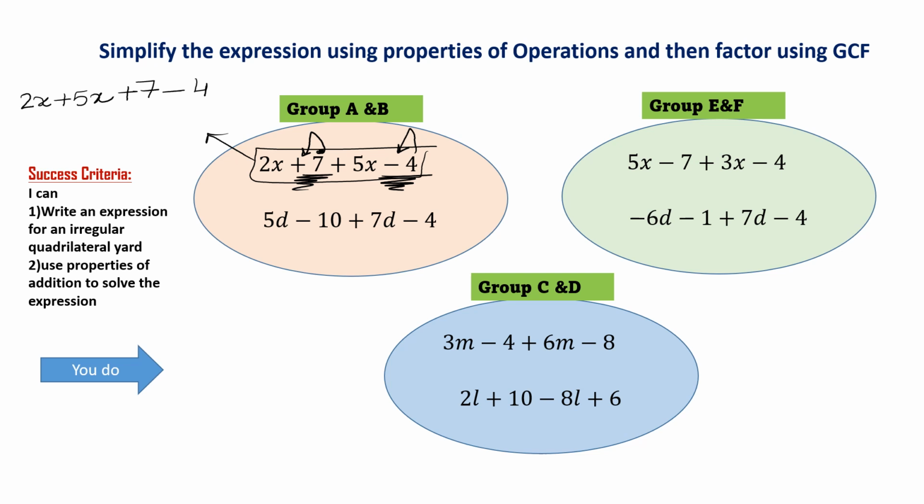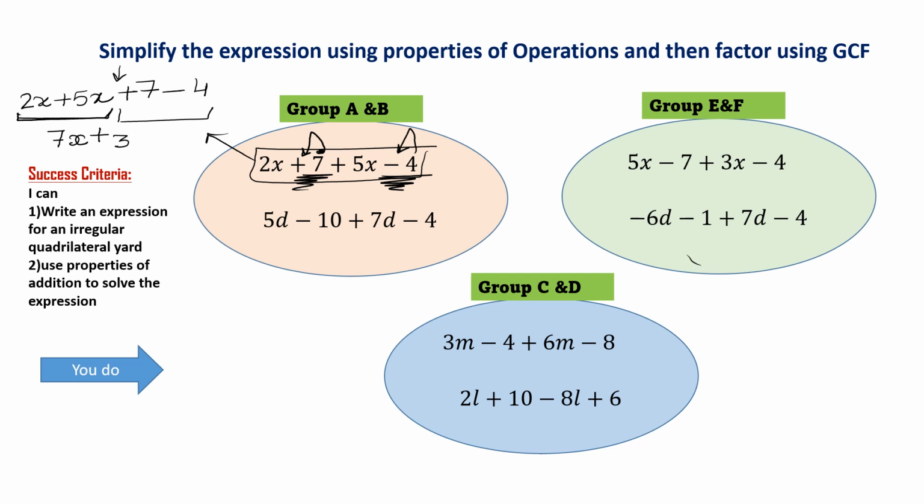Now 2x and 5x I will solve together. So 2 plus 5 gives me 7, and write only one time the x. Now plus 7 minus 4. 7 minus 4 is 3. 7 is bigger and it has a positive sign, so I put the plus sign.